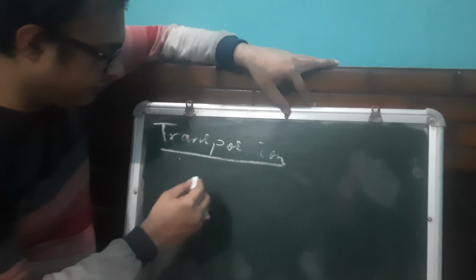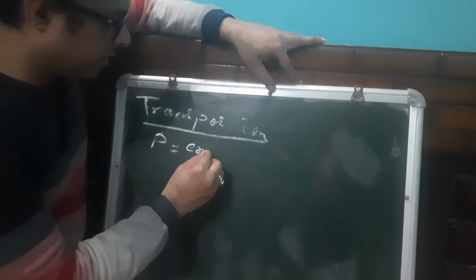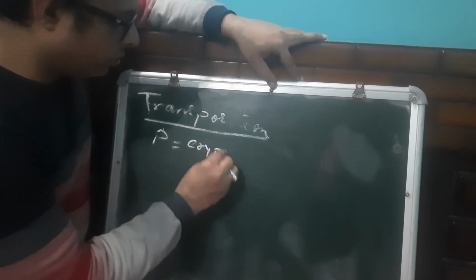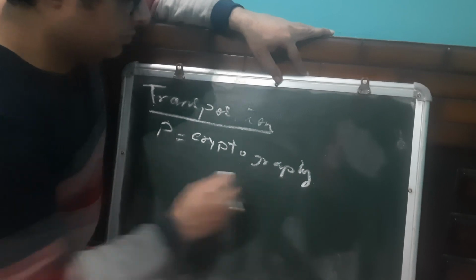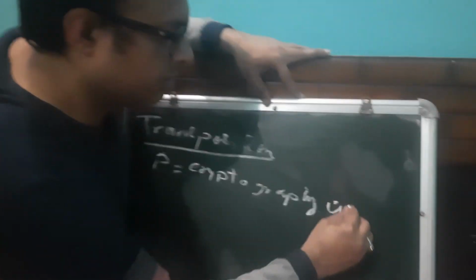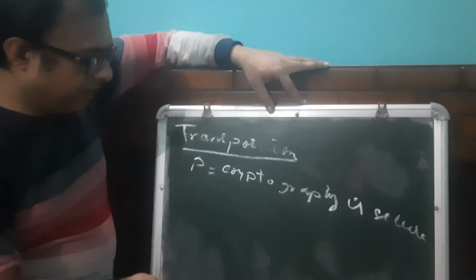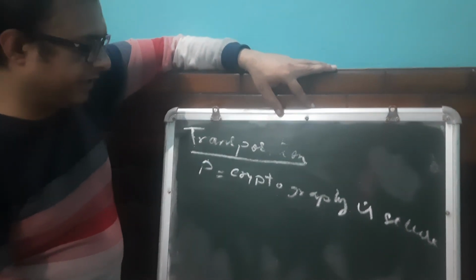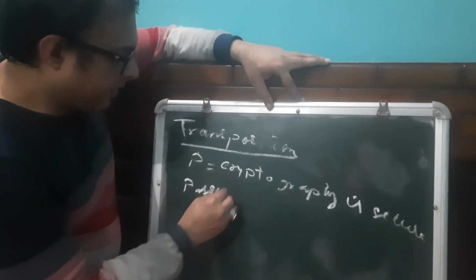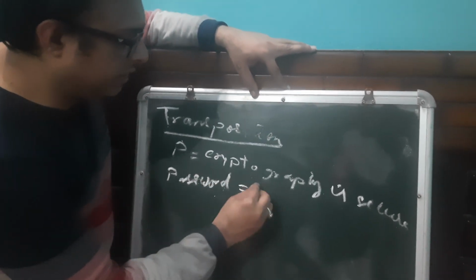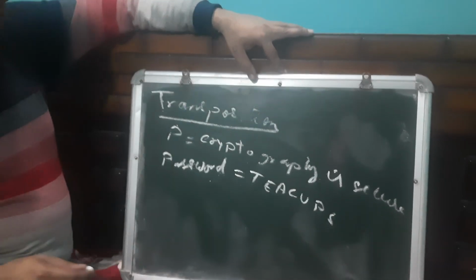Now let us take one example of a plain text message, which is cryptography is secure. Now this is the message, cryptography is secure. Let us apply the transposition technique onto this message. Now consider a password as teacups. Teacups, this is our password.